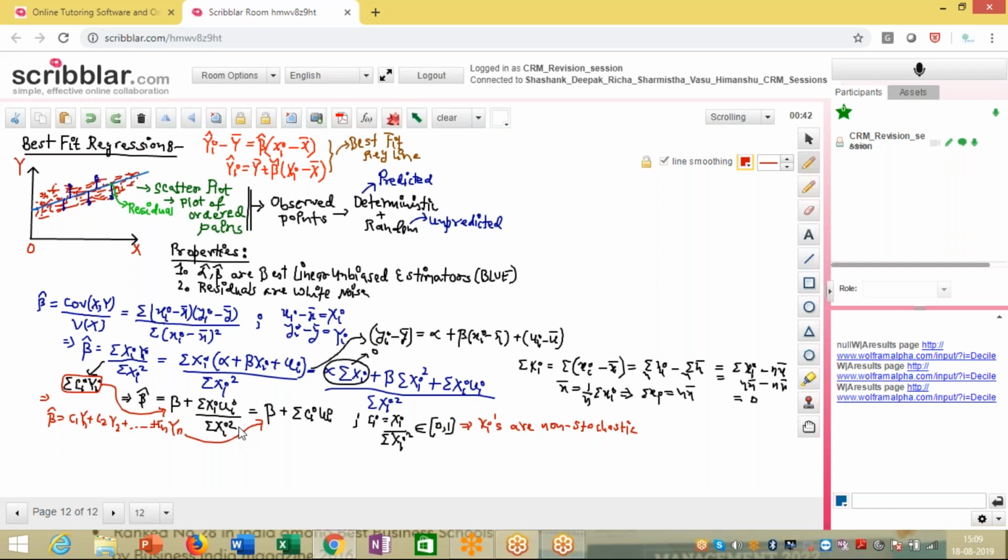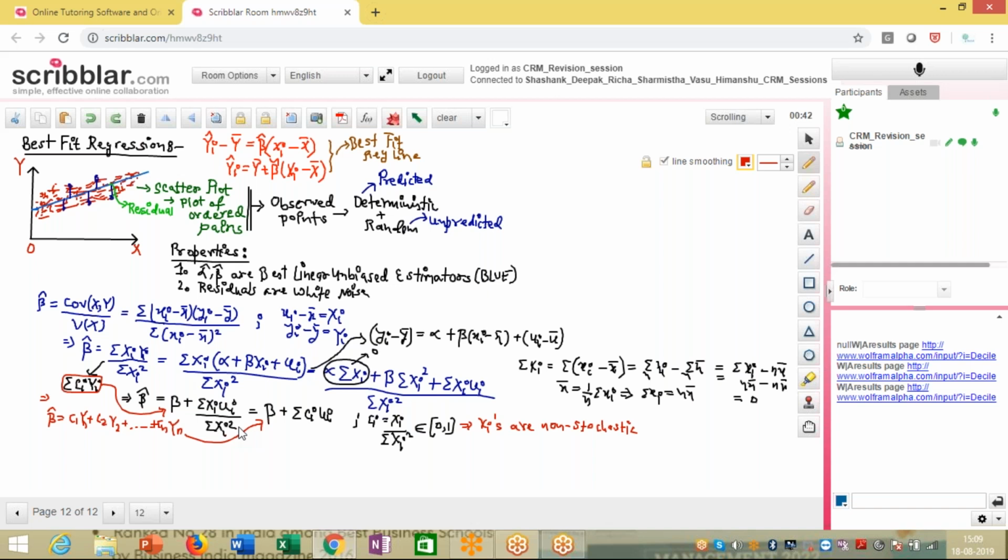Now, because beta hat is linear in nature, right? So why is beta hat linear in nature? Beta hat is linear in nature because xi's are non-stochastic. So it's that implicit assumption. So what becomes the most important assumption of a linear regression model? The most important assumption of a linear regression model is that the xi's are non-stochastic in nature. Given that they are non-stochastic in nature, it would ensure that your beta hat is linear.